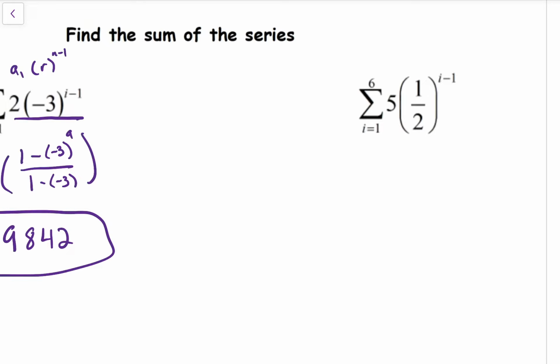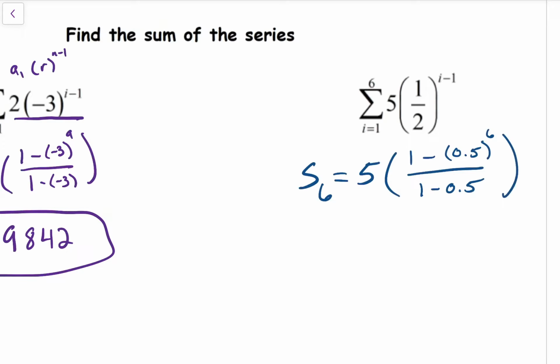Moving on to the next one, we are finding the sum from the first term through the sixth term, so S sub 6. And again, it's the first term, which in this case is 5, times 1 minus the ratio, so 1/2, which I'm just going to write as 0.5, to the n, which in this case is 6, over 1 minus 0.5.